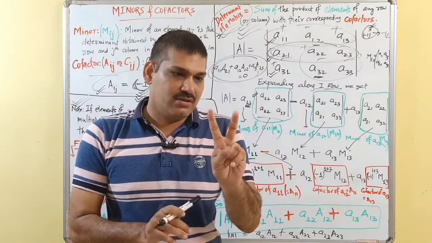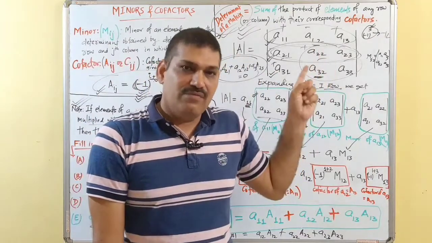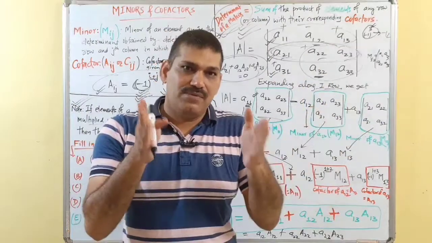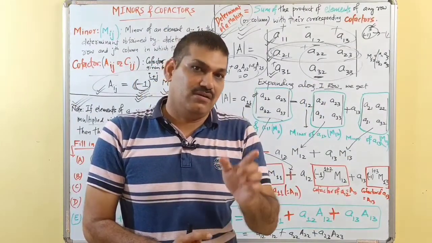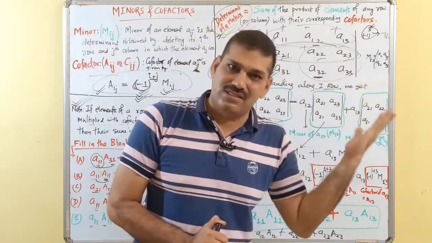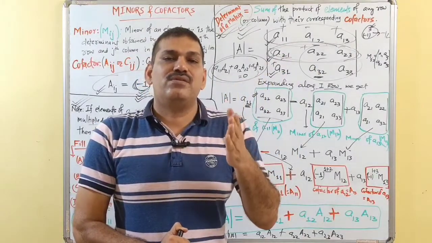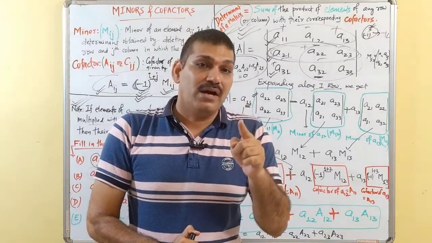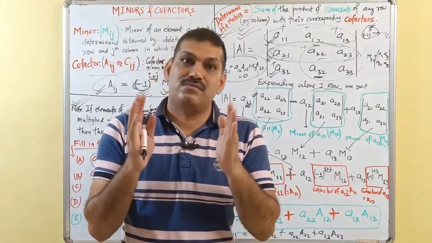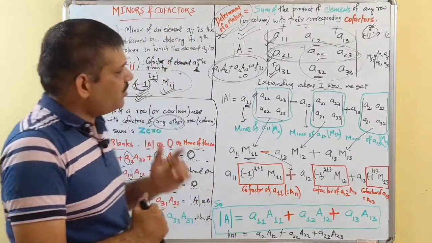So there are two rules. If you choose a row or column and multiply its elements with their corresponding cofactors and sum them up, you are going to get the value of that determinant. But if you take the elements of a particular row and multiply them by the cofactors of any other row or column, and sum them up, then the sum is always 0.